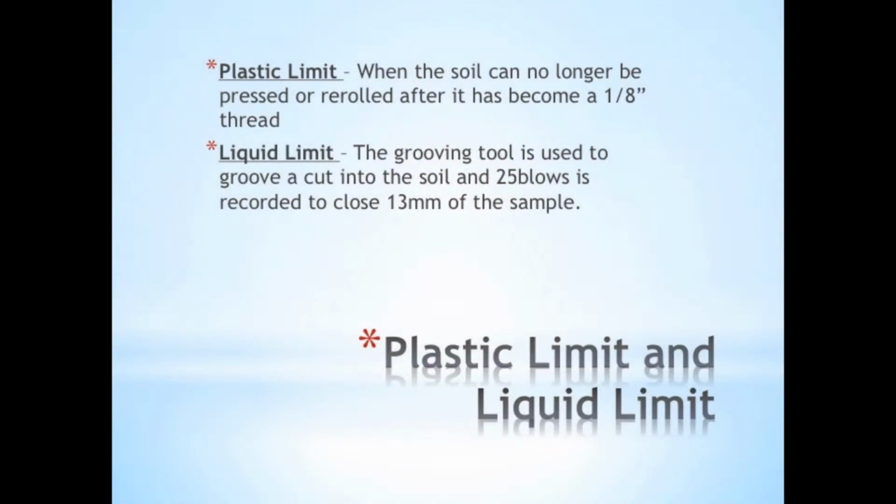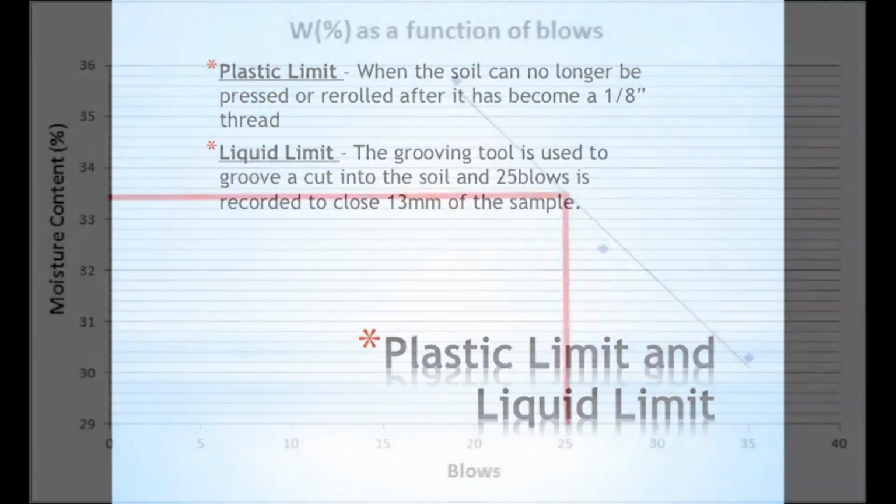Back to our definitions. We will now focus on the second definition listed here. The liquid limit is defined as the moisture content at which exactly 25 blows is recorded to close a 13 mm standard groove that has been cut into smooth soil in the Casagrande cup. At this point, the soil is considered to be viscous or at its liquid state. This is the transition between the plastic and liquid states.